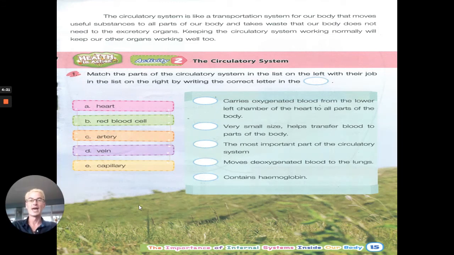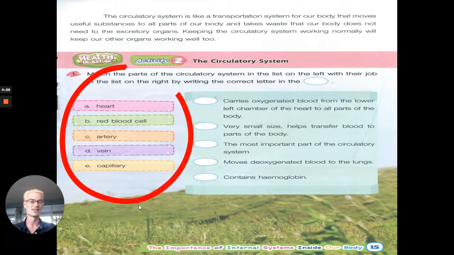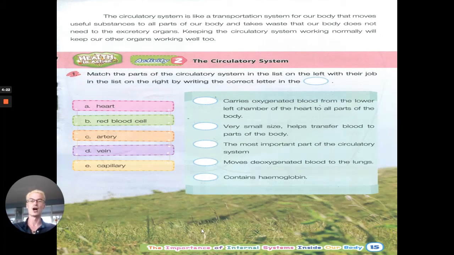Here, you have to match the parts of the circulatory system in the list on the left with their job on the right part, by writing the correct letter in the oval. Like this. You read the description of function of the part of the circulatory system. Carries oxygenated blood from the lower left chamber of the heart to all parts of the body.